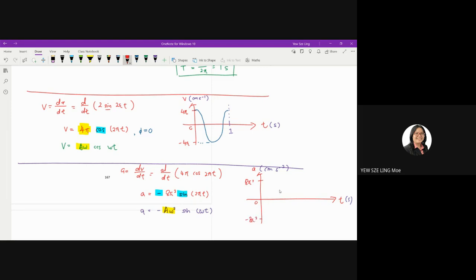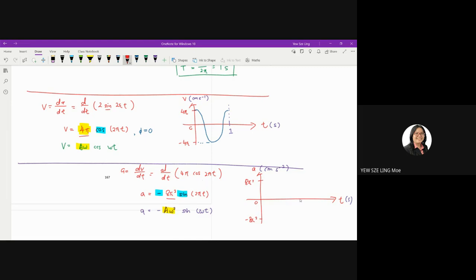So be careful, this is where students always get it wrong. Students always write just A because they say A is the maximum amplitude. Well, maximum amplitude in a graph means the maximum value. No, that is a misconception. That is wrong. So for the maximum value, you look at the value in front of the trigo function. In front of cos 4 pi, that would be our maximum value. In front of sine, we have 8 pi squared, so that is the maximum value in the A against T graph.